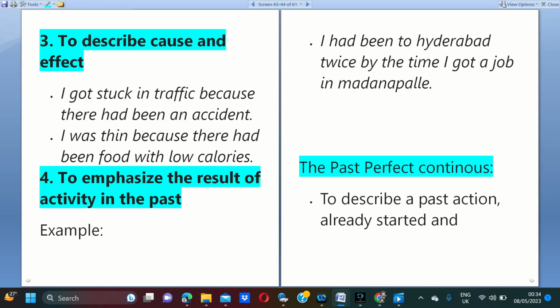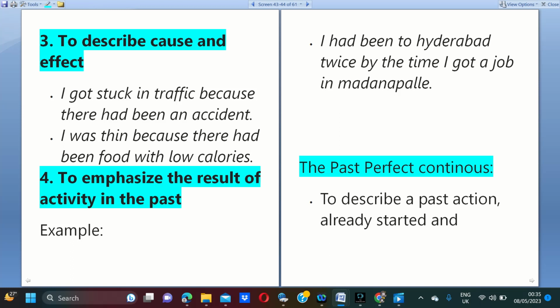Next, the next condition is to emphasize the result of an activity in the past. I had been to Hyderabad twice by the time I got the job in Madanapalle. To emphasize the result of activity, what are we emphasizing? Here we are emphasizing frequency. I had been to Hyderabad twice by the time I got the job. That is the meaning. To emphasize here, the result is had been to Hyderabad twice. Had been to Hyderabad is the result, and it also comes under frequency.